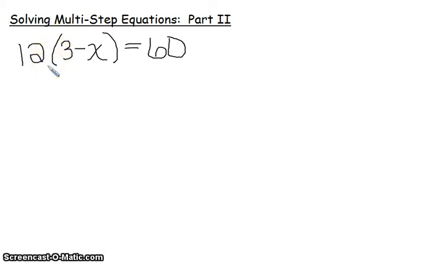So being able to analyze that and say, I know this is distributive property because I am multiplying the inside of this parenthesis by 12. That's what we see there. So go ahead and set up your distributive property here. We're going to distribute 12 to the 3. Simply multiply 12 times 3, and that gives you 36.